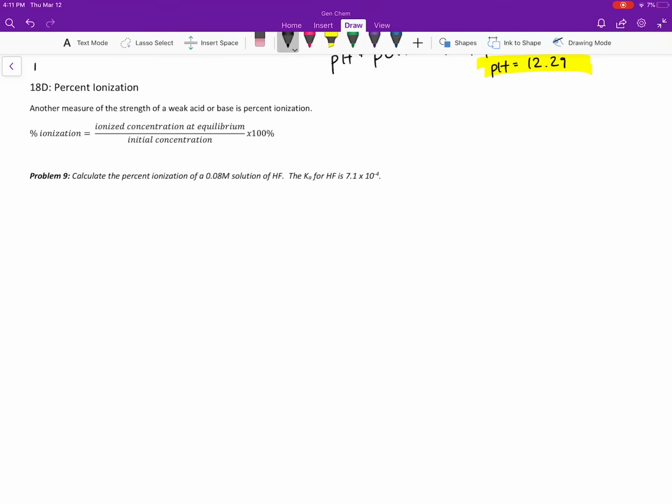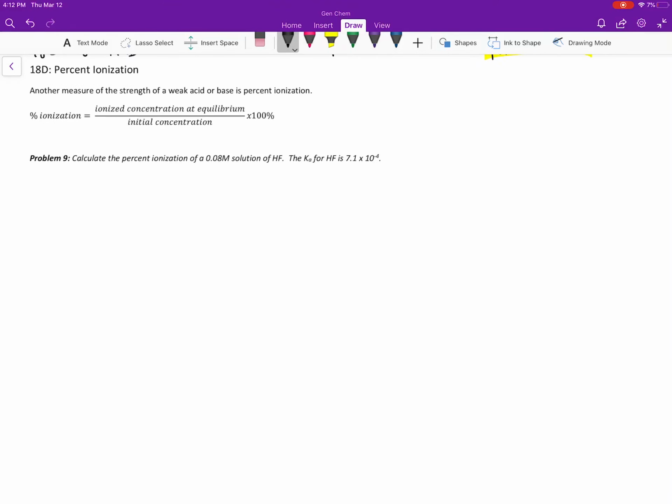Now you're going to see here that 18.C is omitted, and I want you to ignore it. We're just not going to concern ourselves with dilute solutions at this point. Okay? So percent ionization is the last part of this lesson, and I want you to think of the percent ionization formula.